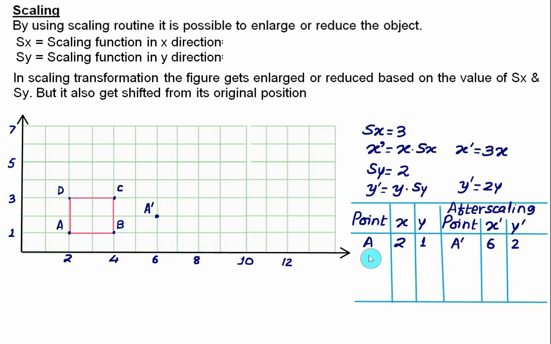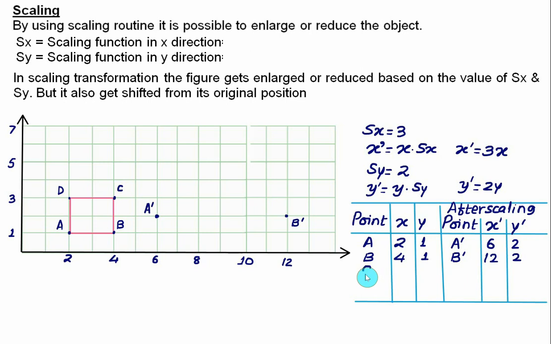The second point is B. The x coordinate of point B is 4 and the y coordinate is 1. So we have 4 comma 1. The new point will be labeled as B prime. 4 multiplied by 3 equals 12. 1 multiplied by 2 equals 2. So we have 12 and the y coordinate is 2. So we have 12 comma 2. This one is our B prime.